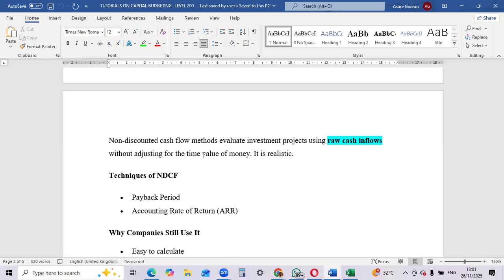Are you getting the point? So we are saying that non-discounted cash flow methods are deployed by organizations to evaluate investment projects using the raw cash inflow. What is the raw cash inflow? Don't forget that if you are an investor making an investment decision, you are anticipating that at the end of the year you are going to get this. At the end of the second year, you're going to get this. At the end of the third year, you're going to get this.